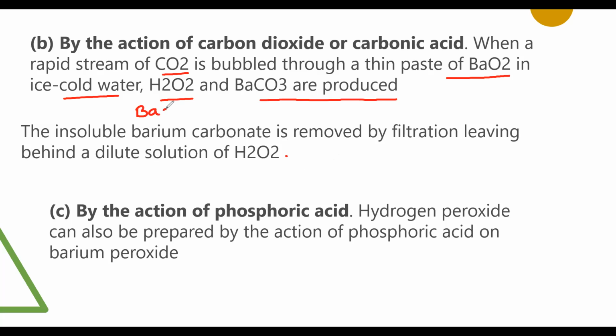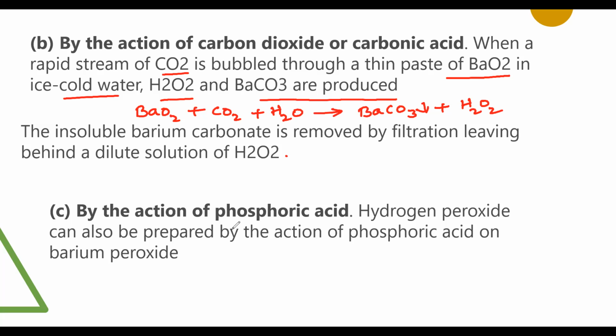Barium peroxide combines with carbon dioxide and water, because we have to take ice cold water. It forms barium carbonate precipitate along with hydrogen peroxide, H2O2. This barium carbonate precipitate is removed by filtration, leaving behind a solution of hydrogen peroxide.